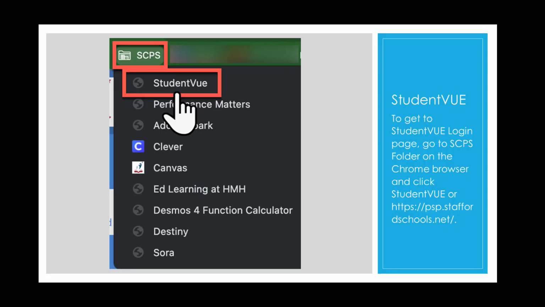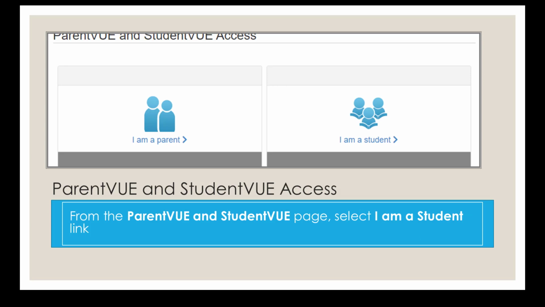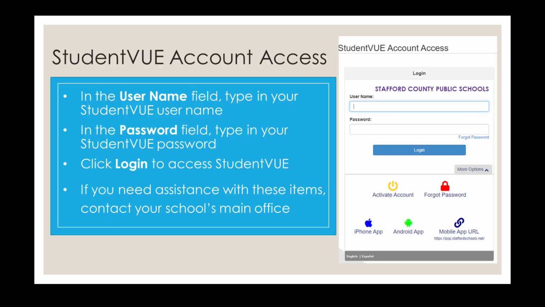To get to the Student View login page from your Stafford County Public School device, go to the SCPS folder on your Chrome browser and click the Student View link. From the Student View link, you should have access to the Parent View Student View Access page. From this page, select I am a student to access the login screen. From the Student View Account Access screen, in the Username field, type in your Student View username. In the Password field, type in your Student View password and select Login.